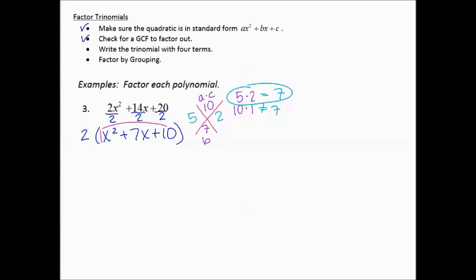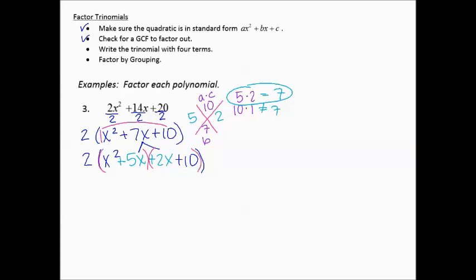So I'm going to break up. My 2 stays with me here. I'm going to leave x squared alone, but I'm going to break up my 7x into my two terms, plus 5x plus 2x plus 10. Okay, so what I did, I broke up 7x into those two terms, went from 3 terms to 4 terms. And now I'm going to group just like I did before.